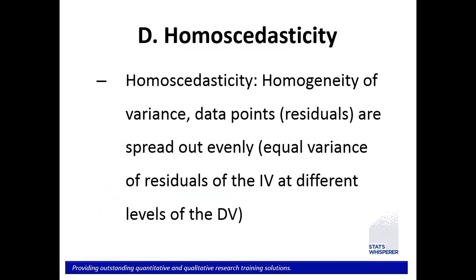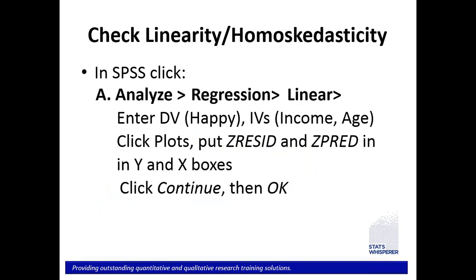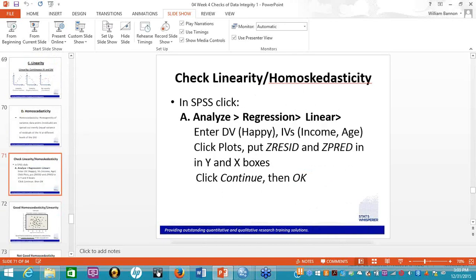Now, we're going to look at homoscedasticity the same way. Homoscedasticity also refers to the equivalence of variance between data points, right? If they're spread out evenly, like homogeneity, the sameness of the spread of residuals. We could do that also in our regression. When we do our regression, the way we just did, we could put in the z-pred and z-resid plot, which looks like this.